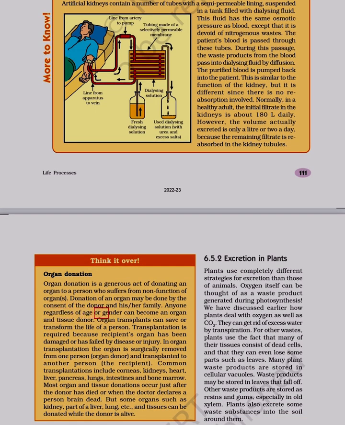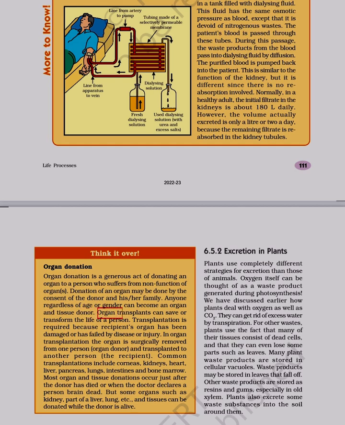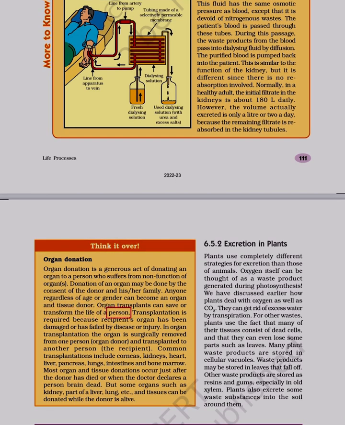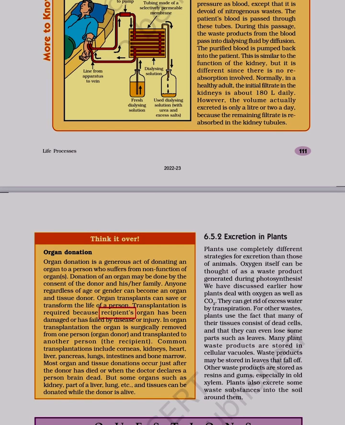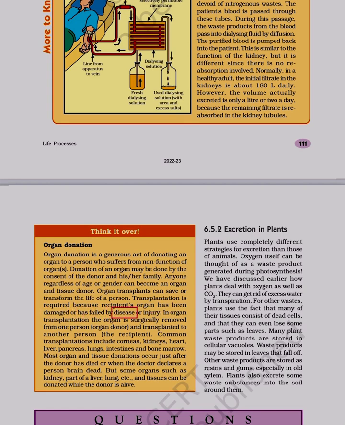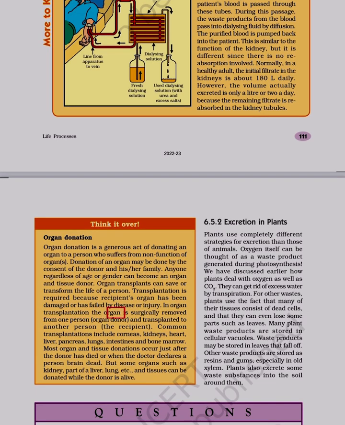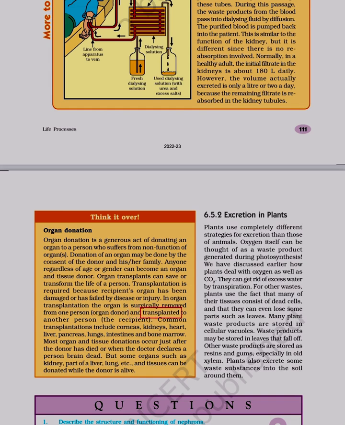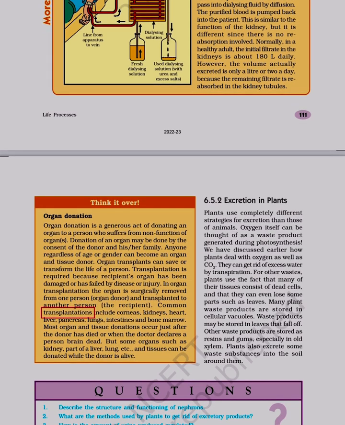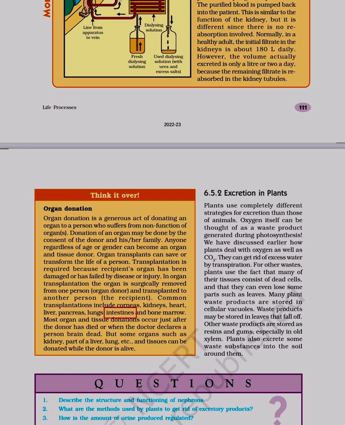Anyone regardless of age or gender can become an organ and tissue donor. Organ transplants can save or transform the life of a person. Transplantation is required because the recipient's organ has been damaged or has failed by disease or injury. In organ transplantation, the organ is surgically removed from one person, the organ donor, and transplanted to another person, the recipient. Common transplantations include corneas, kidneys, heart, liver, pancreas, lungs, intestines and bone marrow.